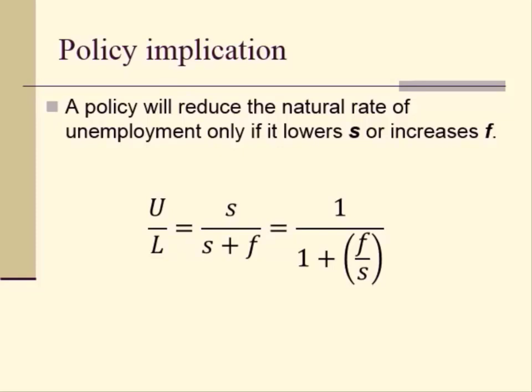Or you can express that equation by dividing both top and bottom by S. Then you can re-express it as U over L equals 1 over 1 plus F over S. If you write it that way, it is also easy to see how decreasing S would decrease the natural rate of unemployment. So why don't you write this down and try to figure this out again by yourself.